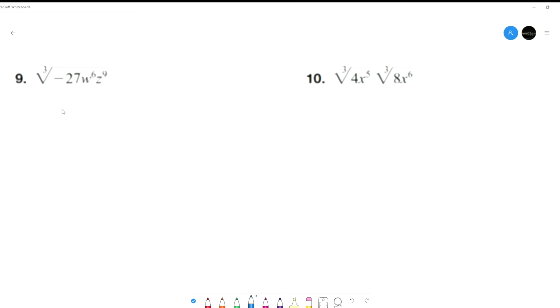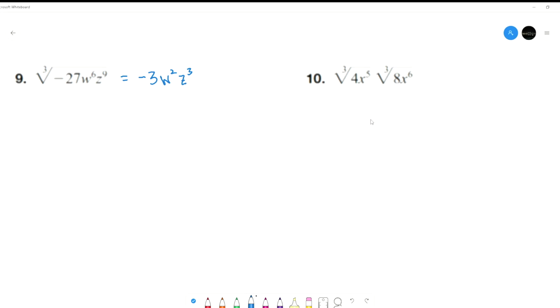Cubed root of negative 27 w to the 6 z to the 9th. So these can all be done right now, right? So this shouldn't take too long. Cube root of negative 27 is what? Negative 3. Cube root of w to the 6 is w squared, and z to the 3rd. That one's pretty simple. Alright, let's look at the next one.